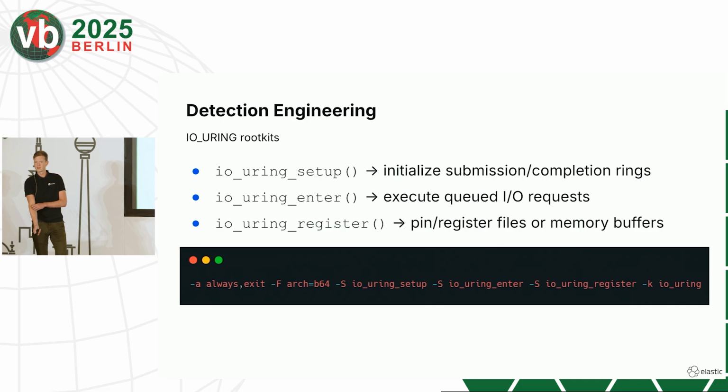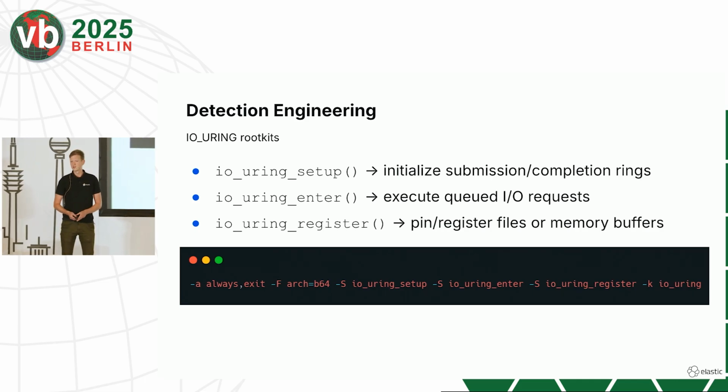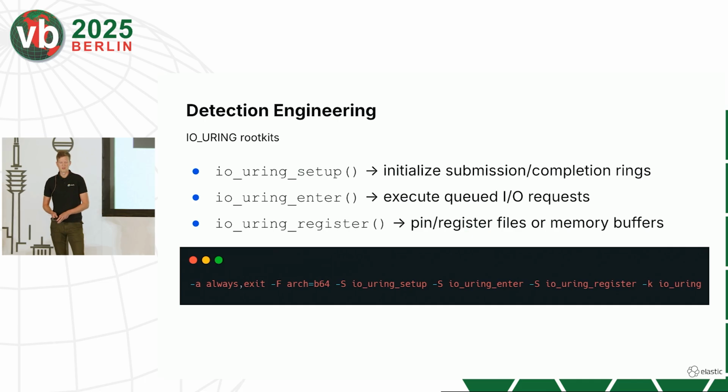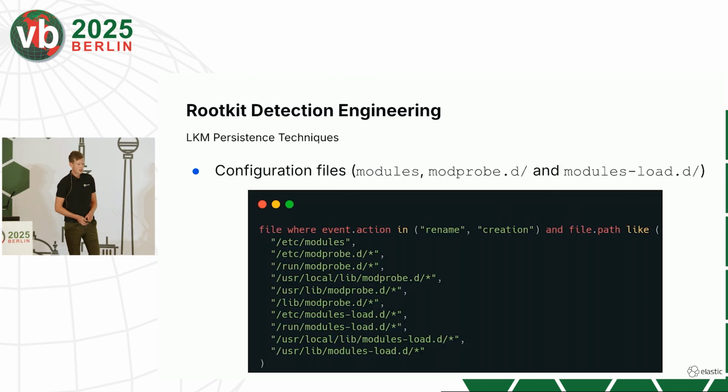Next, we have IOUring rootkits. They use three syscalls: the IOUring setup, enter, and register. And these are used to initialize a submission or completion ring, execute the actual request, and pin or register files or memory buffers. So using an AutoD configuration like this will allow you to detect that within your environment. IOUring is not typically used, so if you see this and you don't expect IOUring in your environment, you're down for a nice little investigation.